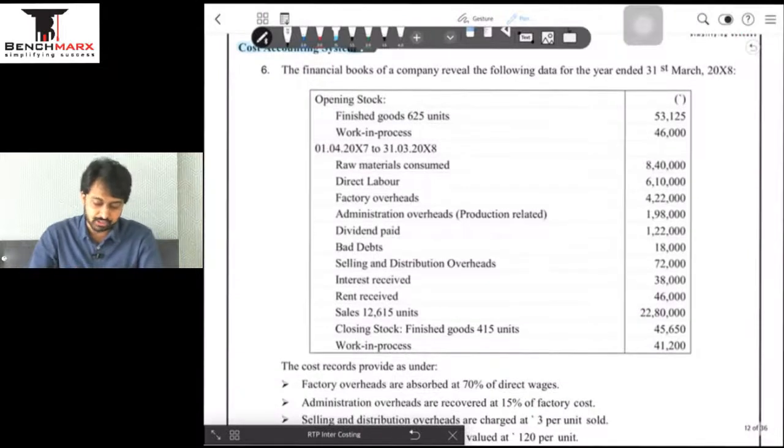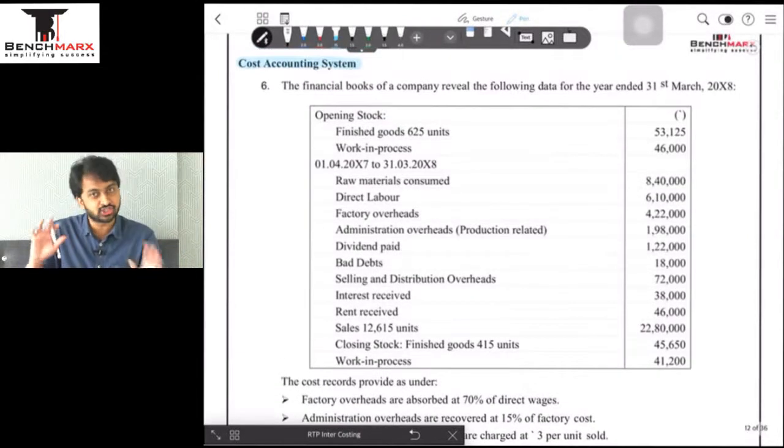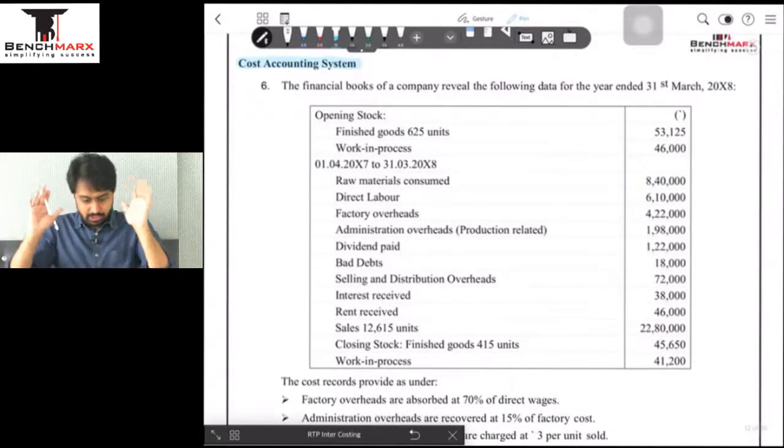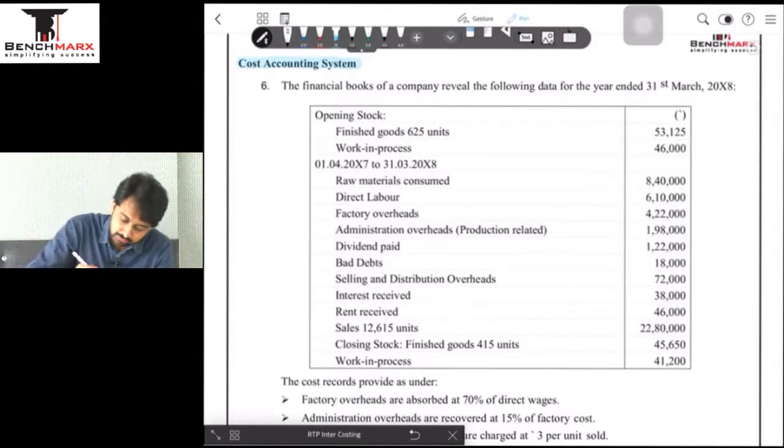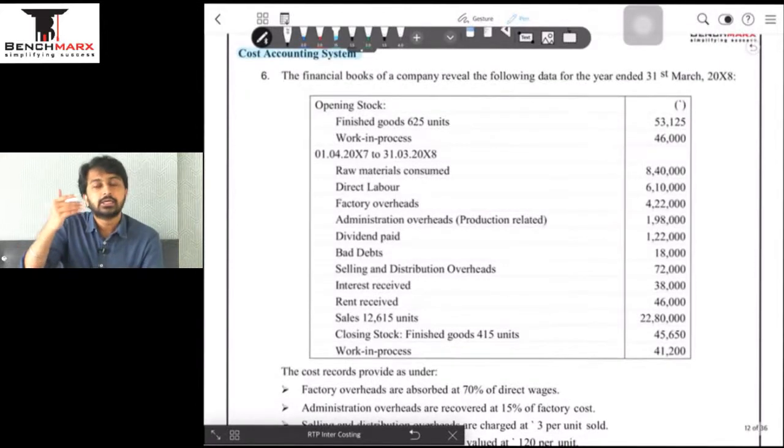with question number 6, which is based on cost accounting system. Yes, so let us start. We are discussing question number 6 from the November 18 RTP. Okay, let us start. Question number 6 please, on cost accounting system and reconciliation.